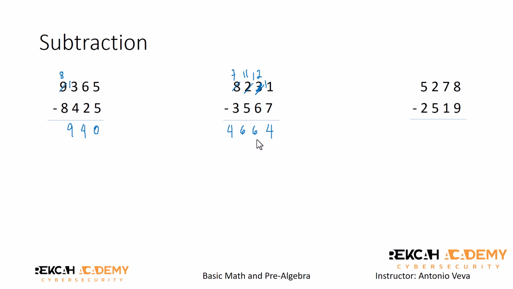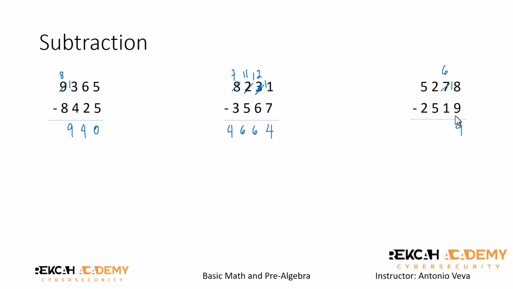The last problem is 5,278 minus 2,519. Starting with the ones column, 8 minus 9, we need to borrow. After borrowing that 1 from 7 in the tens column, this is going to become 6. And the one that we borrowed from the tens column, we put in front of this number 8. So after borrowing, we have 18. 18 minus 9 equals 9.